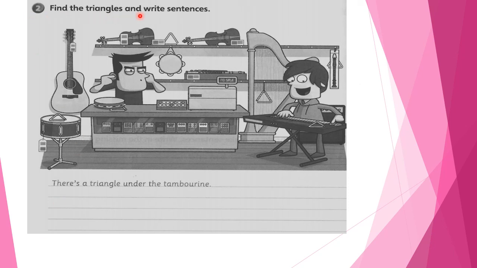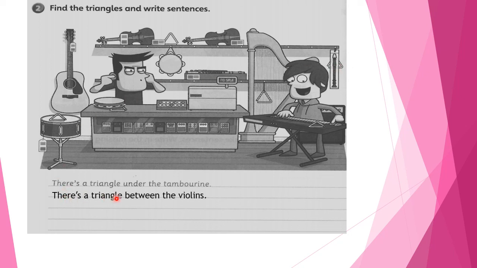Find the triangles and write sentences. سنجد the triangles. Okay, المثلث. And write sentences. Here, there is a triangle under the tambourine. Okay, who can give me a sentence? Where is the triangle? Here we have a triangle, and here we have a triangle, and here, also here, okay?